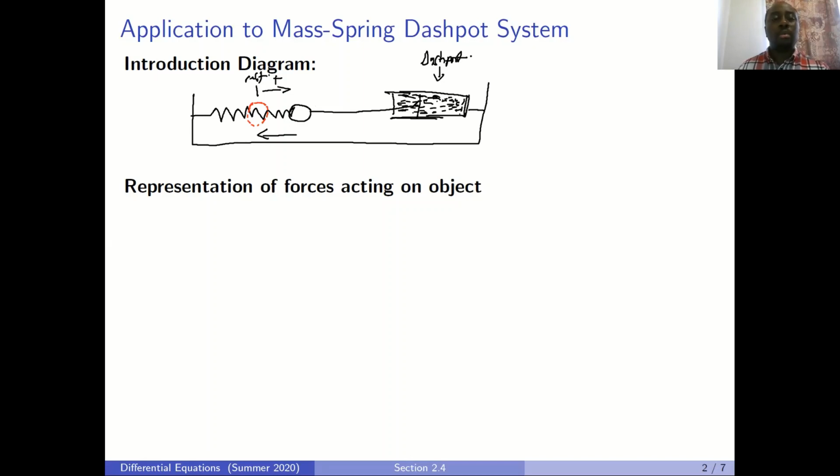Okay, so what we want to consider is a function, x of t, that can predict the motion of the object. So x of t will be the position at any time of the object.